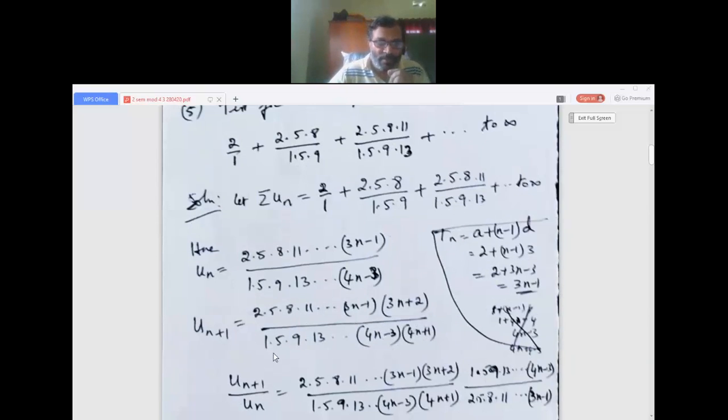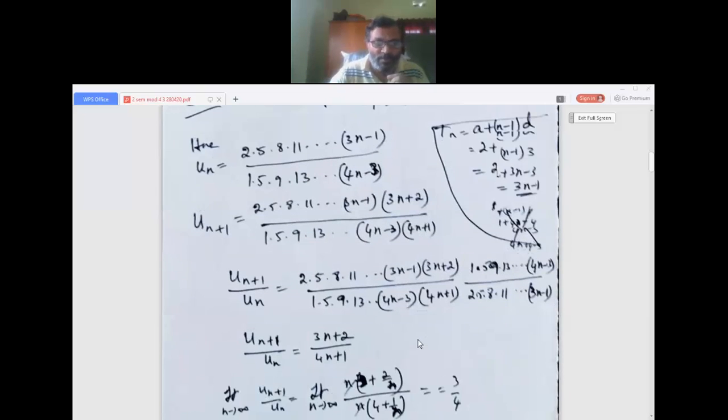Then un plus 1. Un plus 1 means 2 into 5 into 8 into 11 goes on till 3n minus 1. Replace n by n plus 1. So 3n plus 3 minus 1, that is 3n plus 2. Here 1 into 5 into 9 into 13, in this term replace n by n plus 1. Again I am telling, wherever there is n, put n plus 1. So 4n minus 4 into n plus 1 minus 3, so 4n plus 4 minus 3, that is 4n plus 1.